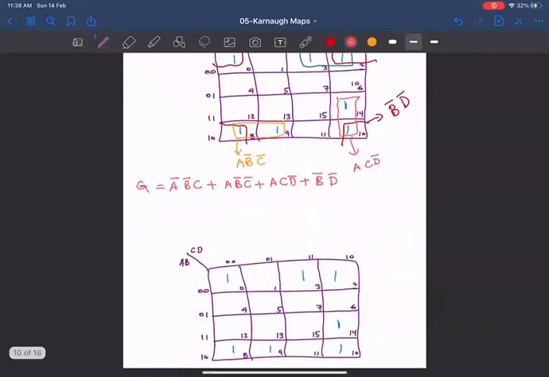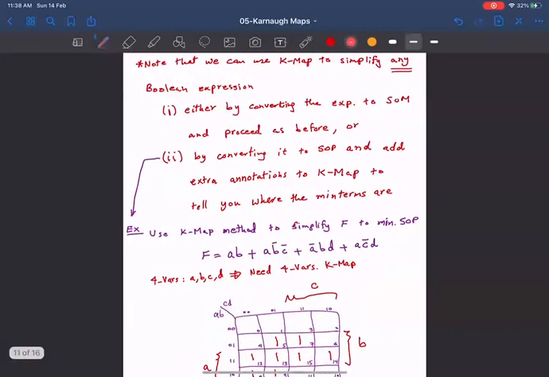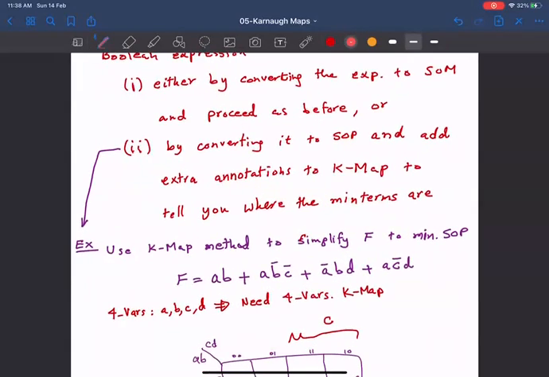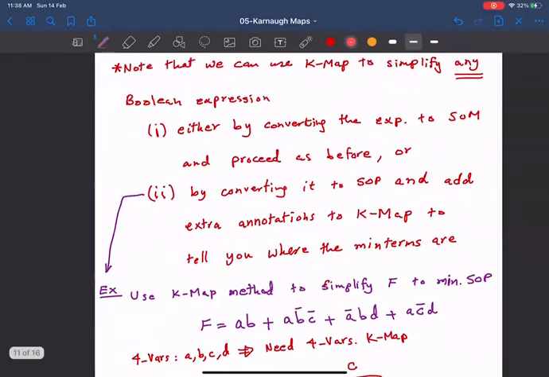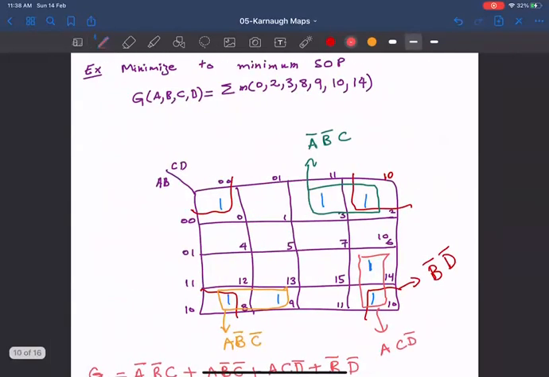All right. Excellent question. Thank you. Now note that we can use K-map also to simplify any Boolean expression. So far in our examples, we only gave expressions in sum of min terms, which is equivalent to a truth table, basically providing a truth table, and then plotting the K-map like this.